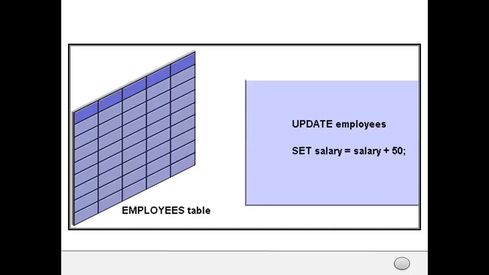If we want the change to be reflected in the entire table, then we don't have to provide the where clause. So here: UPDATE employee SET salary = salary + 50. In this case, the entire table gets updated, and the where clause is not required. Everything is updated.